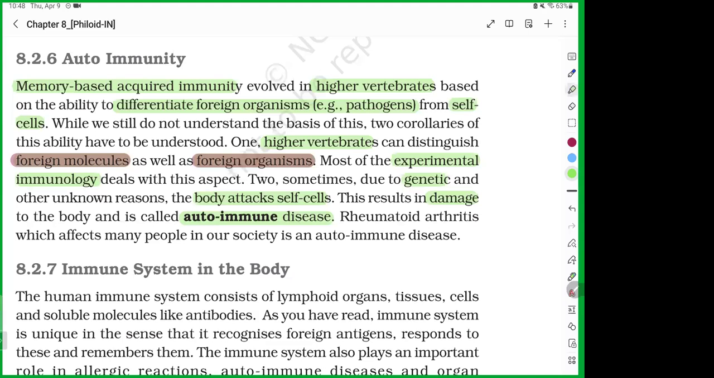But if a question asks, can higher vertebrates distinguish? Option one will be foreign molecule. Option two, foreign organism. Option three, both of them. Option four, none of them. This can be a question. And what is the role of experimental immunology? Dealing with foreign molecules, dealing with foreign organisms, dealing with autoimmunity, none of these. They can frame a difficult question like that. So that is the difference between an easy question and a difficult question. Easy questions are the prominent ones. You can easily differentiate. A difficult question is one where, when you understand each and every line perfectly, then no question is difficult.